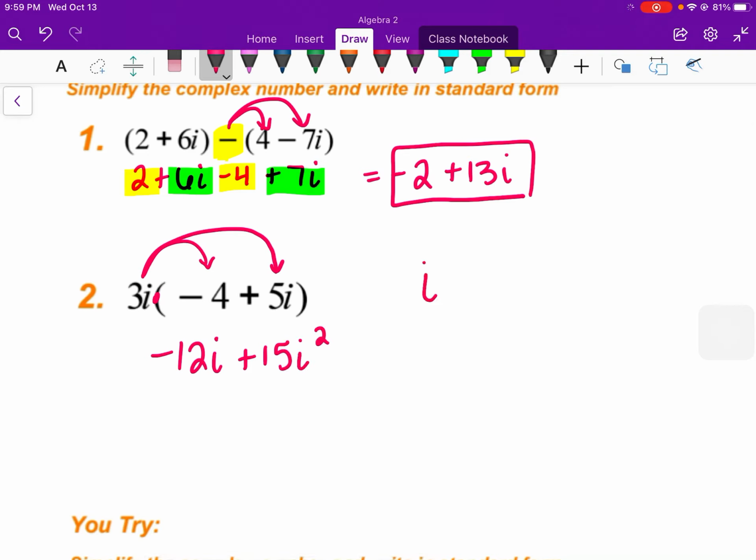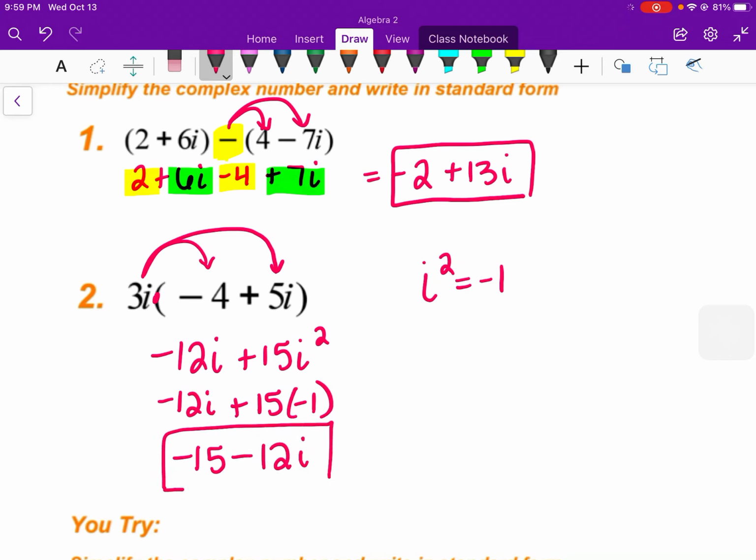Then remember, anytime you get an i squared, you need to replace that with negative 1. So I'm going to rewrite this as 15 times negative 1, and that's going to give me negative 15. I want the real number first, so negative 15 and then minus the 12i. And that's our answer, simplified.